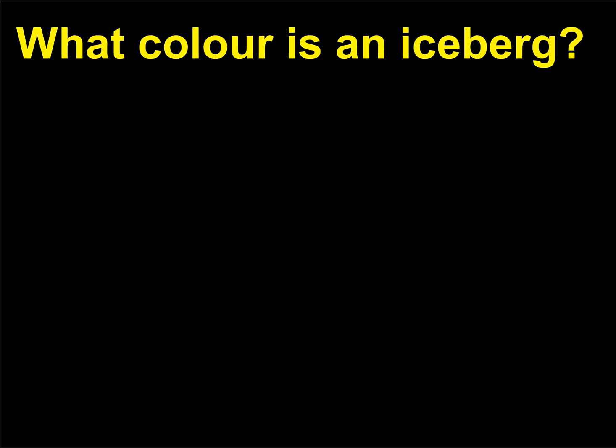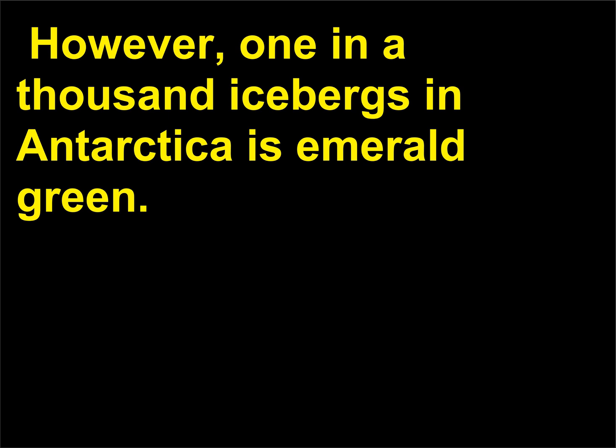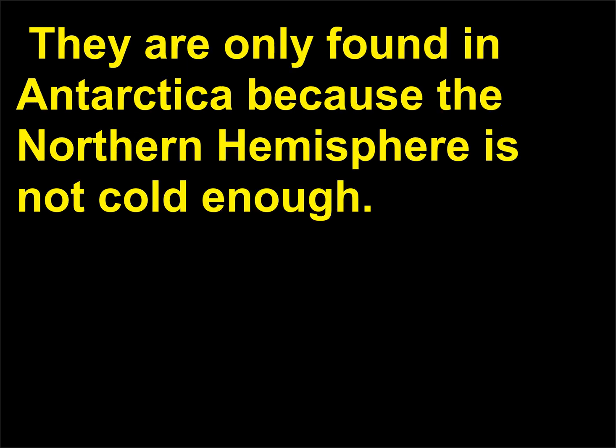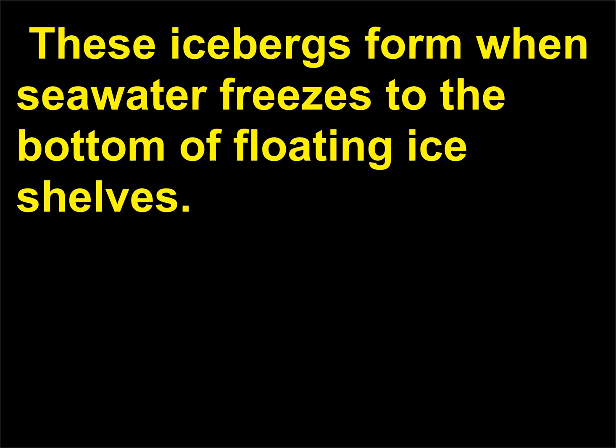What color is an iceberg? Most icebergs are blue and white. However, 1 in 1,000 icebergs in Antarctica is emerald green. They are only found in Antarctica because the northern hemisphere is not cold enough. These icebergs form when sea water freezes to the bottom of floating ice shelves.